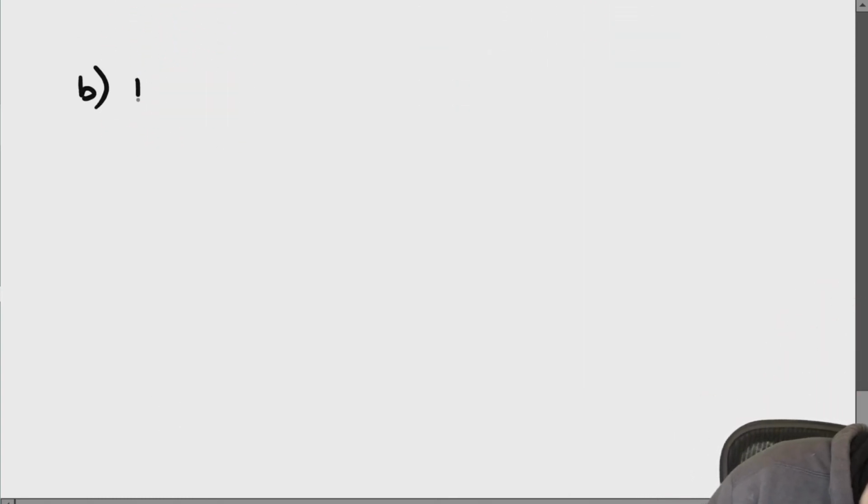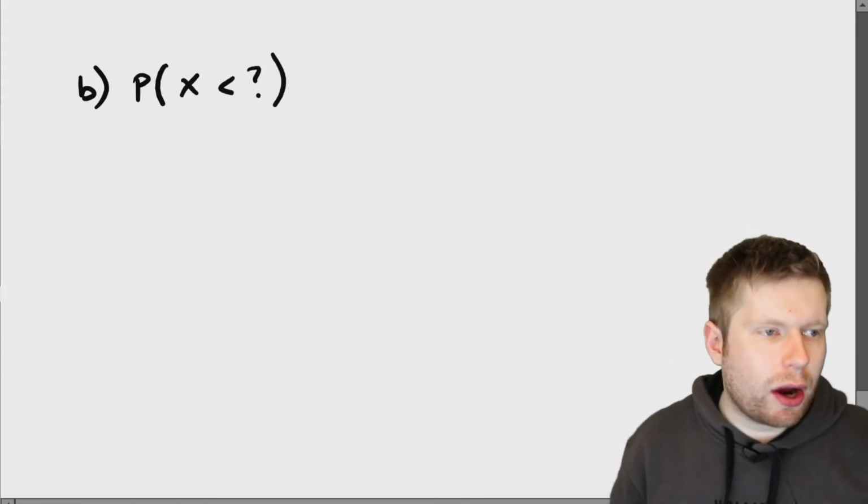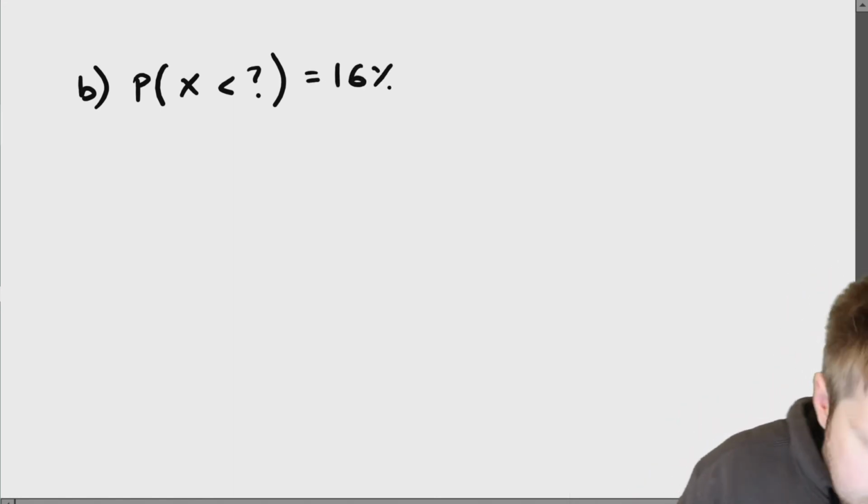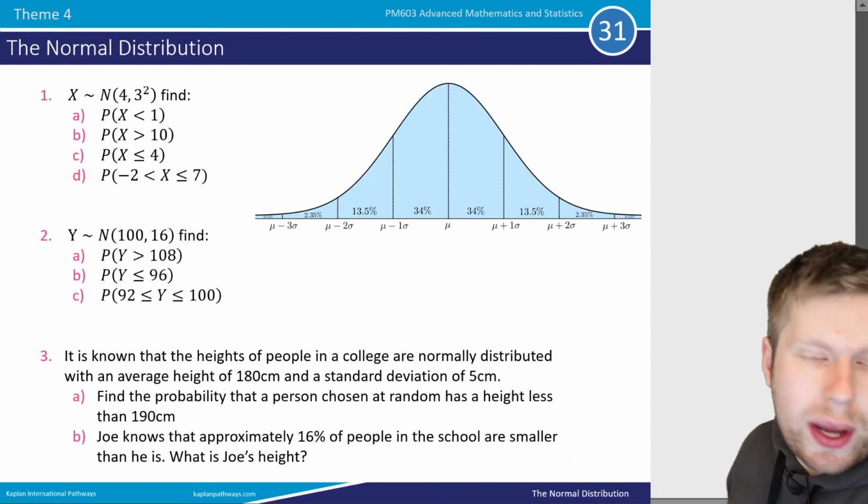So let's have a look down here. I'm basically saying, okay, what is the probability that I have a height smaller than Joe? That's what I want to work out, and I don't know what Joe's height currently is. But I do know that probability should come out as 16%. That's literally what is given in the question, okay?